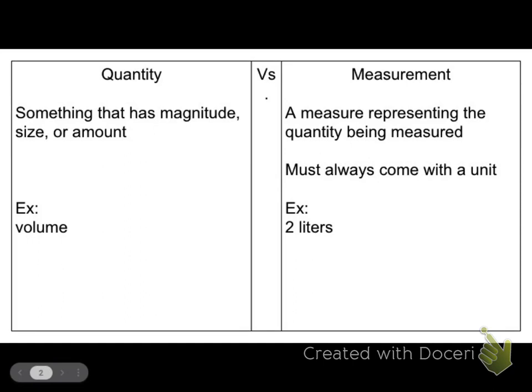To begin with, let's talk about what a quantity is versus what a measurement is. Okay? A quantity is the thing that you are measuring. Okay? Something that has a magnitude, a size, or an amount. So something like volume, or mass, or length. Those would all be quantities that you're measuring.